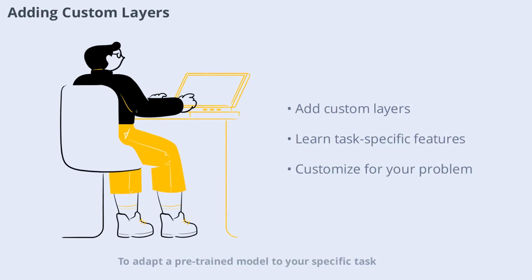To adapt a pre-trained model to your specific task, you often add custom layers on top. These layers are trained on your own data, allowing the model to learn task-specific features. For example, you might add a new classification layer for your unique set of categories. This customization is key to making transfer learning work for your particular problem.